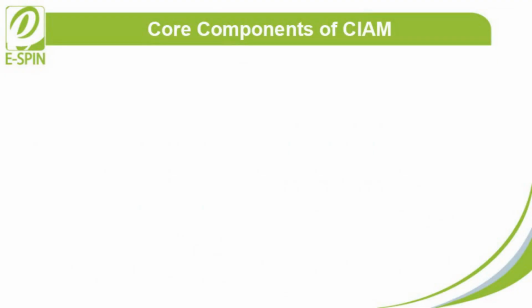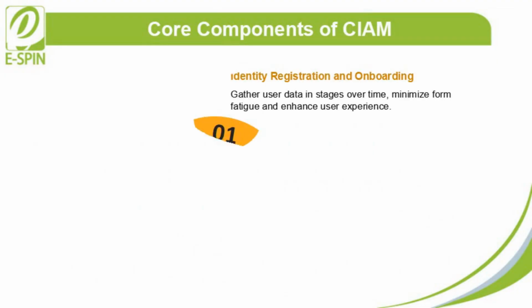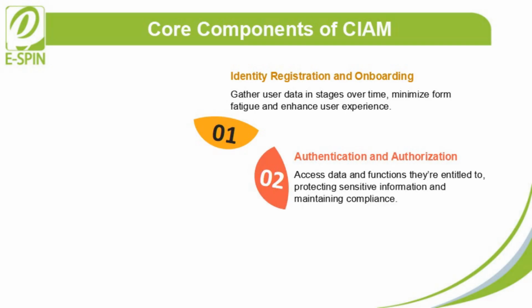Core components of CIAM. 1. Identity registration and onboarding, which allows businesses to gather user data in stages over time, minimize form fatigue, and enhance user experience while still capturing valuable insights. 2. Authentication and authorization, to ensure users can only access data and functions they're entitled to, protecting sensitive information and maintaining compliance.